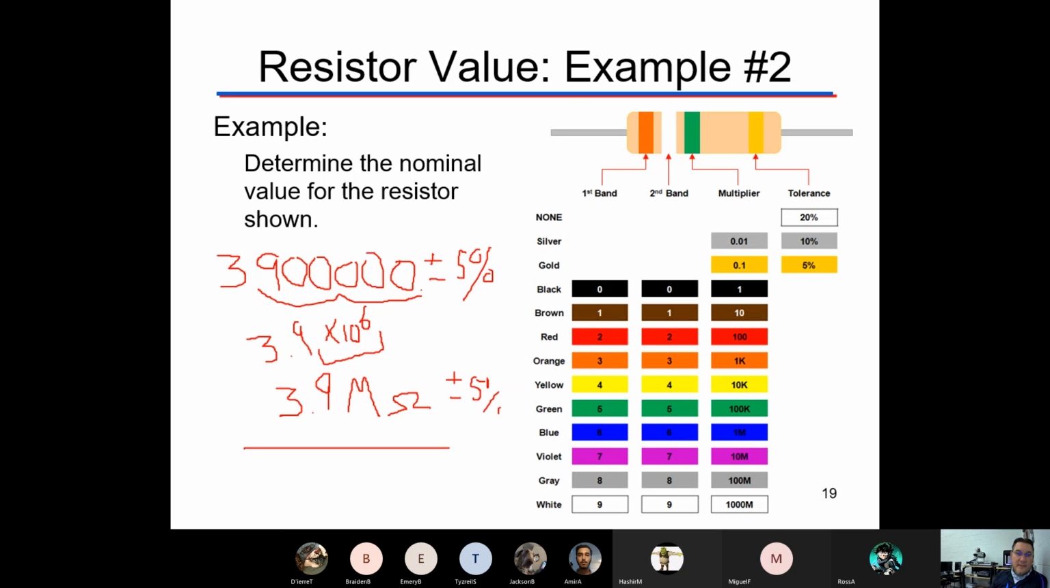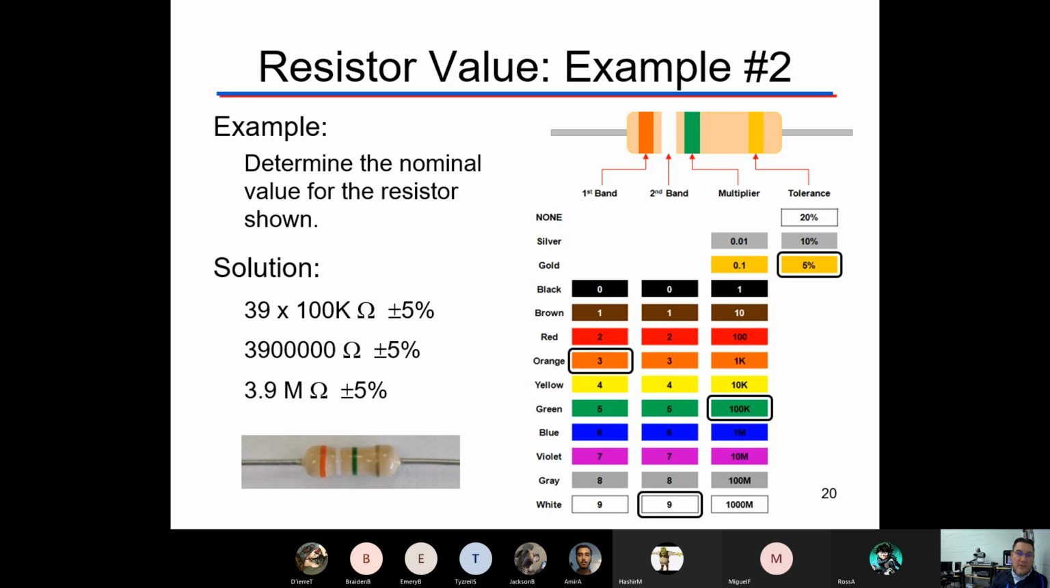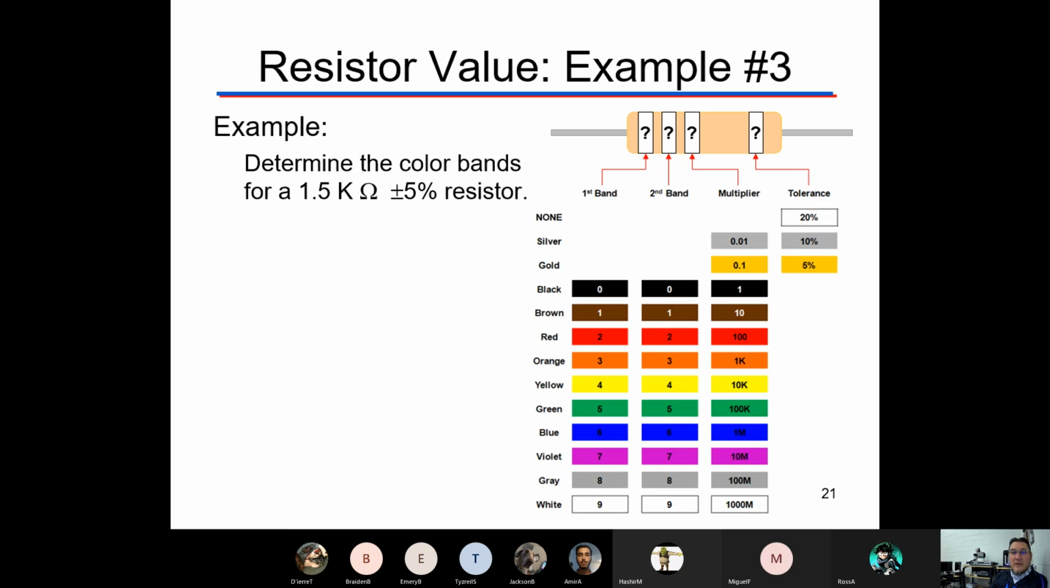Okay, and then they give you the answer, or they break it down for you in the notebook, so you can see. But it's the same thing, 3.9 mega ohms at plus or minus 5%. Okay, and that's pretty much how you're going to figure out resistor values. This one gives you the value, and they want you to figure out what the color code is.